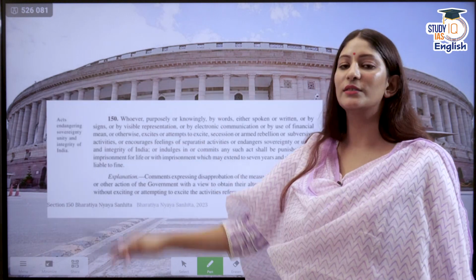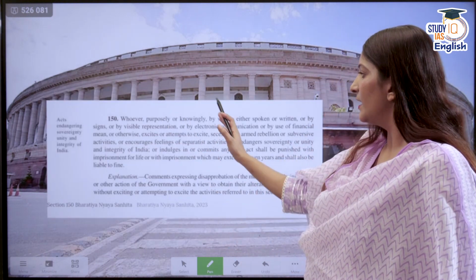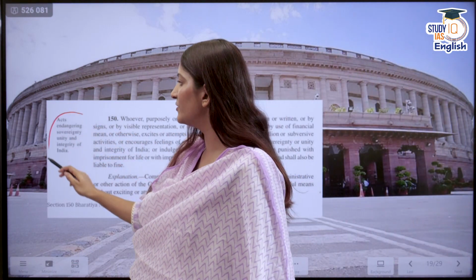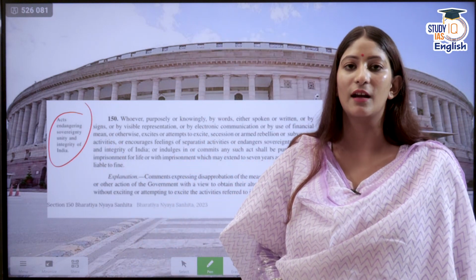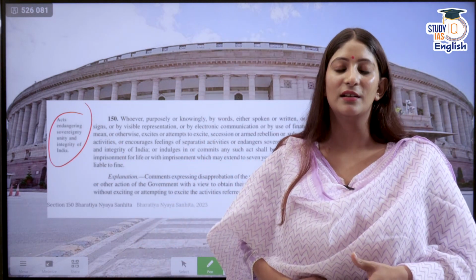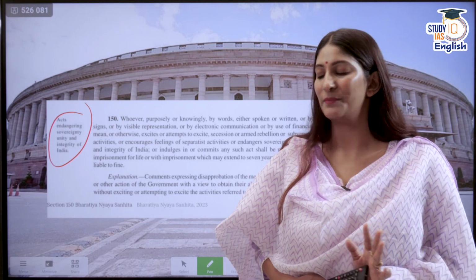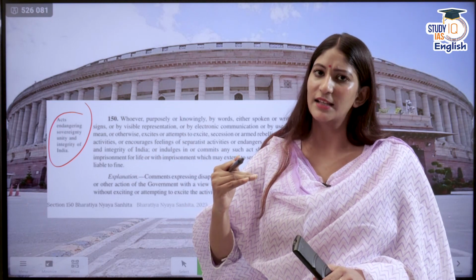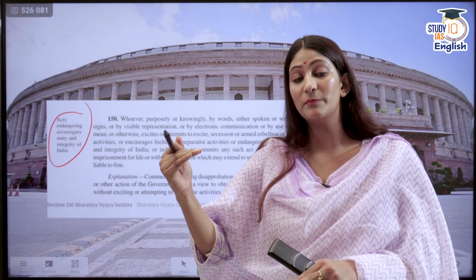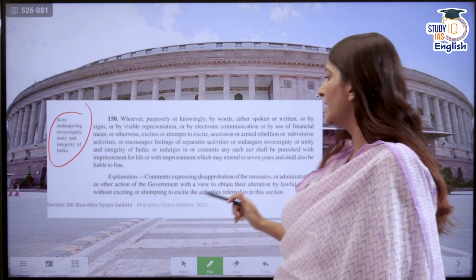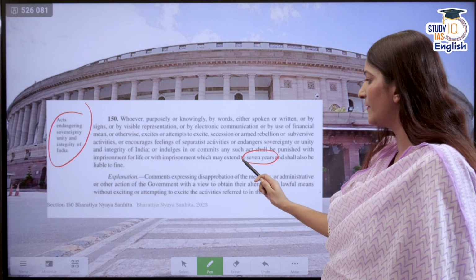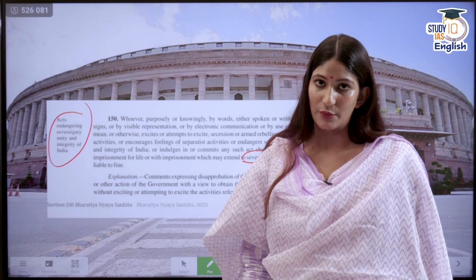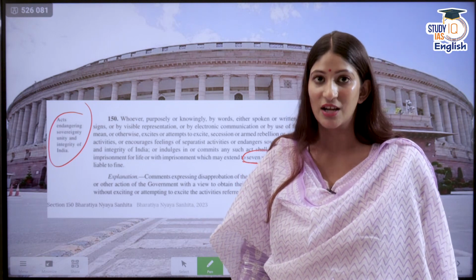Now section 150 says, everything is same, but here it is written, acts endangering sovereignty, unity and integrity of India. Because these are so many open-ended terms, these can easily be used against somebody. Then, here, earlier it was life imprisonment or fine can be added, then imprisonment up to 3 years, right? Here the imprisonment can extend to 7 years. It shall also be liable to fine. Okay, remember that. The punishment has changed.